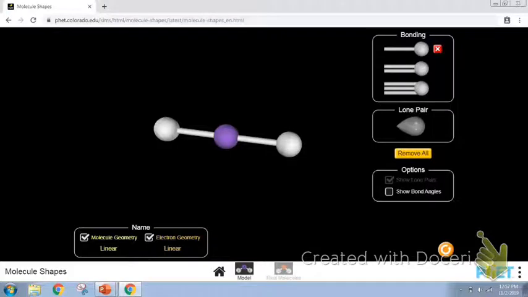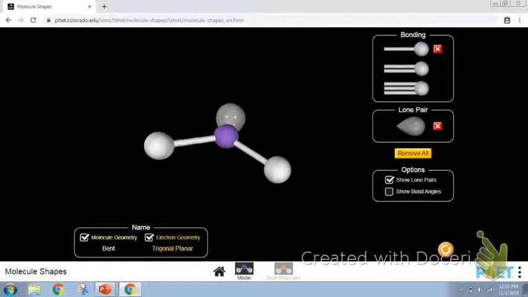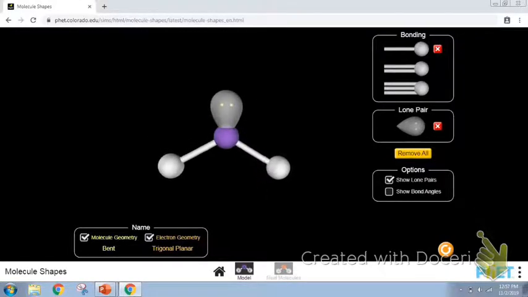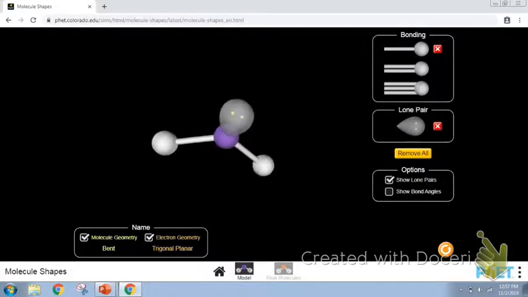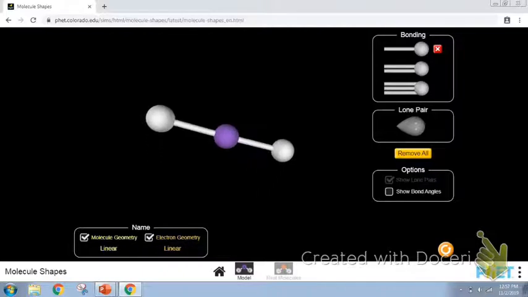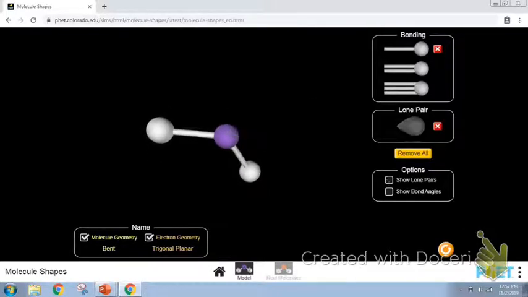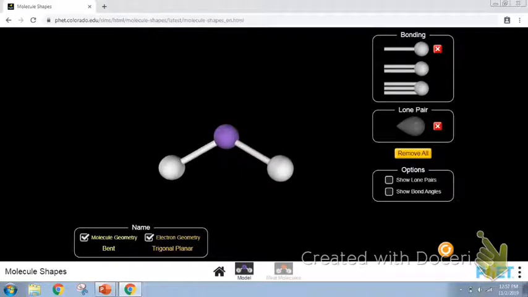Here we have those two bonded atoms, and when I add a lone pair, they have to scooch a little bit closer together because this lone pair still repels them. It still takes up space. So, no lone pair, lone pair. They squish a little bit closer together just by adding that. But if we don't see that lone pair, then all we're seeing is this bent molecule.